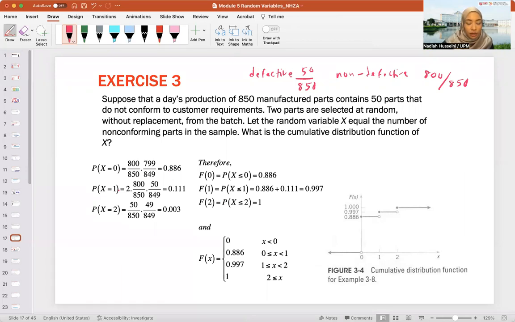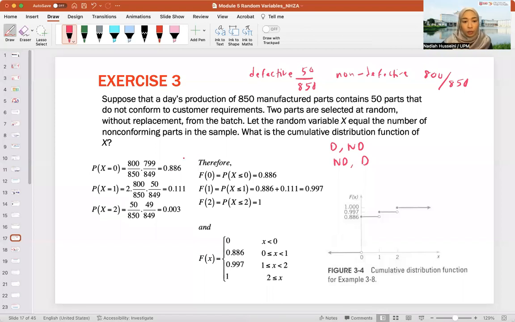And then if you choose one defective item and the other non-defective, the way that you can go about this one is you choose a defective item with a non-defective item, or you choose a non-defective item with a defective item. So you have two outcomes for this pair, right? So 2 times 800 over 850 times 50 over 849. And then if you choose both of them to be defective, therefore it will be 50 over 850 times 49 over 849. So we did this one already.